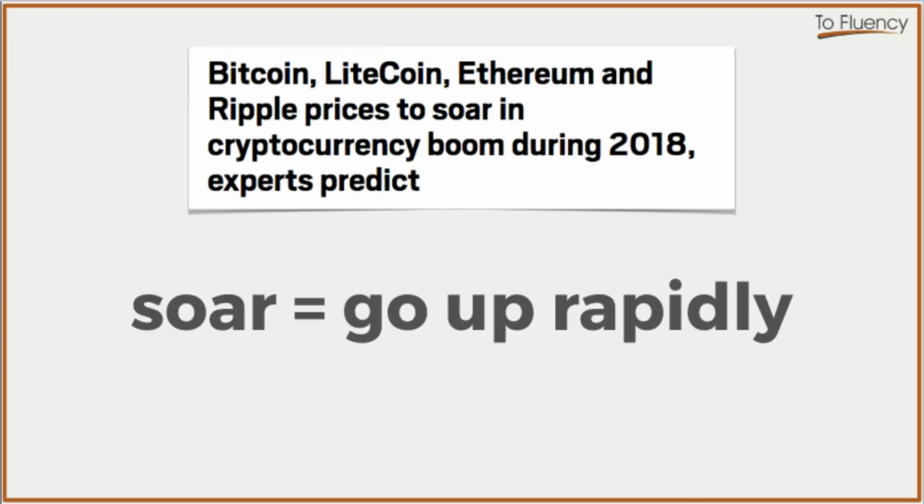Someone else says Bitcoin, Litecoin, Ethereum, and Ripple prices to soar in cryptocurrency boom during 2018, experts predict. So that's an interesting one. To soar means to go up rapidly. And a boom is when things go up rapidly, when they soar. For example, Asheville, where I live, is booming. It's becoming more popular. More restaurants are opening. More businesses are opening. The price of housing is going up. It is booming right now. So to soar is to go up rapidly, and a boom is when this happens.